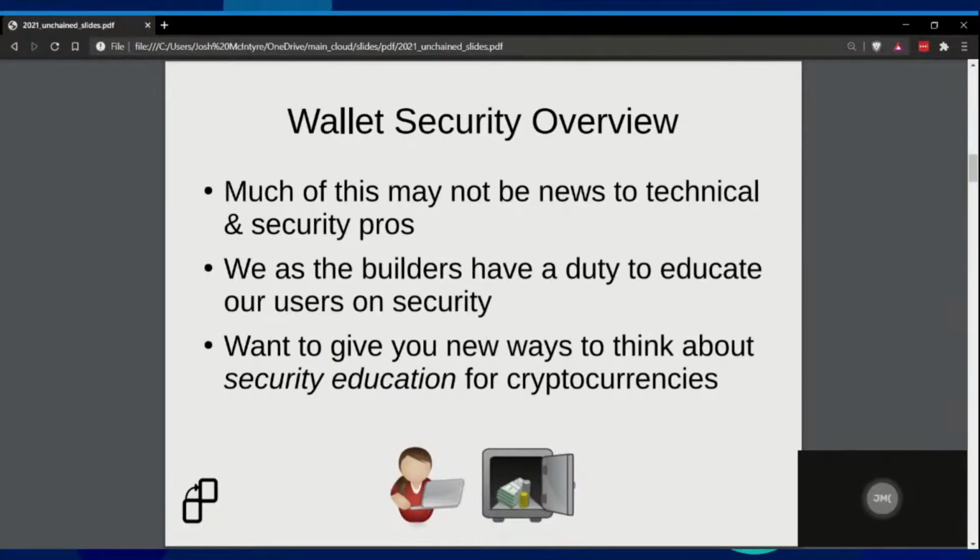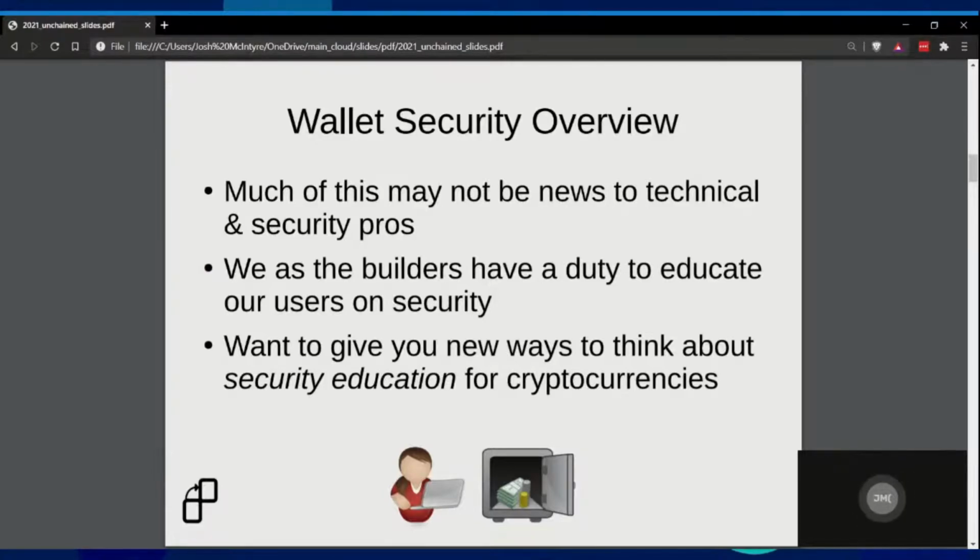A lot of what you're going to hear from me today is probably not going to be news to you as technical and security professionals, right? I'm not here to share new specific vulnerabilities or issues. What I really want to talk about is new perspectives on how to understand wallet security and present this to your users. I'm here to talk about security education.